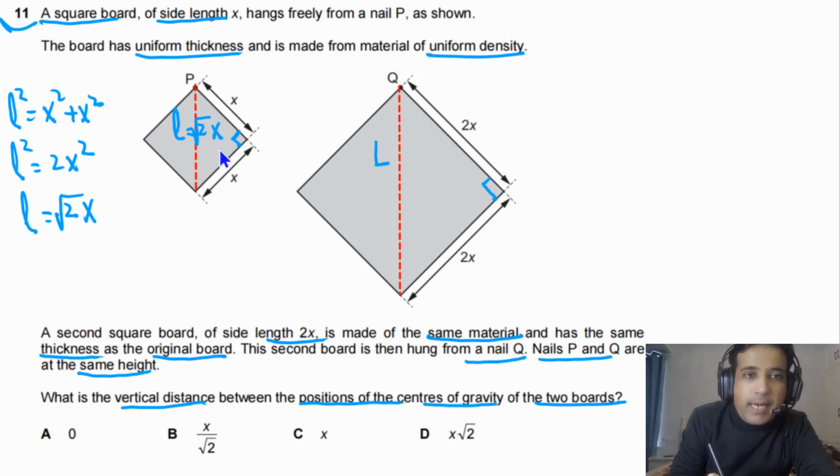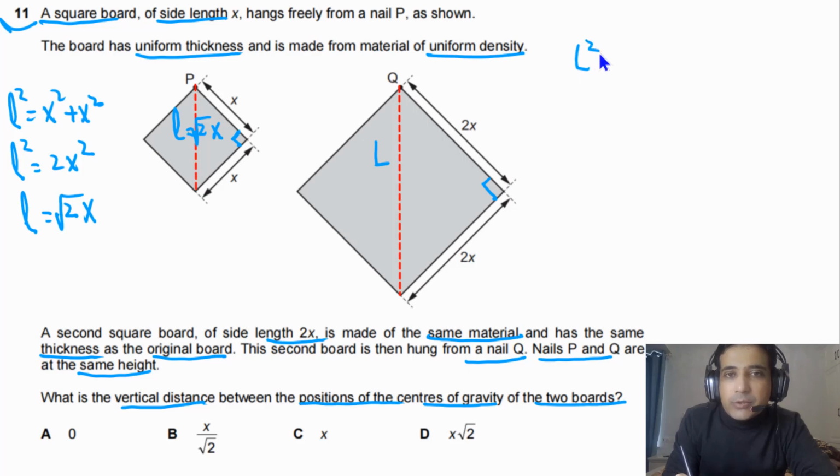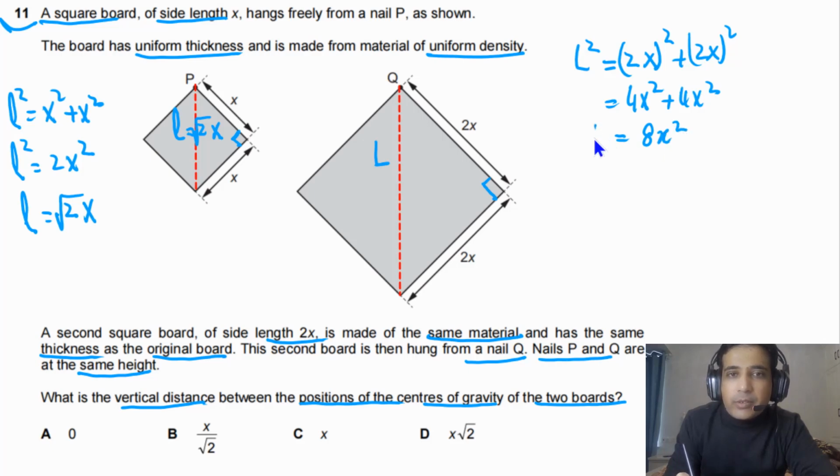And now we try to find the value of capital L. Capital L you can also do in the same way. L squared will be equal to 2x squared plus 2x squared. And from here we can write this will be equal to 4x squared plus 4x squared. If we add these two together, we will get 8x squared. And here we have L squared. We need L, so we have to take the square root on both sides. So this will be 2 root 2 times x. So we have the value of small l and also we have the value of capital L. Now we need to find out the position of the center of mass.